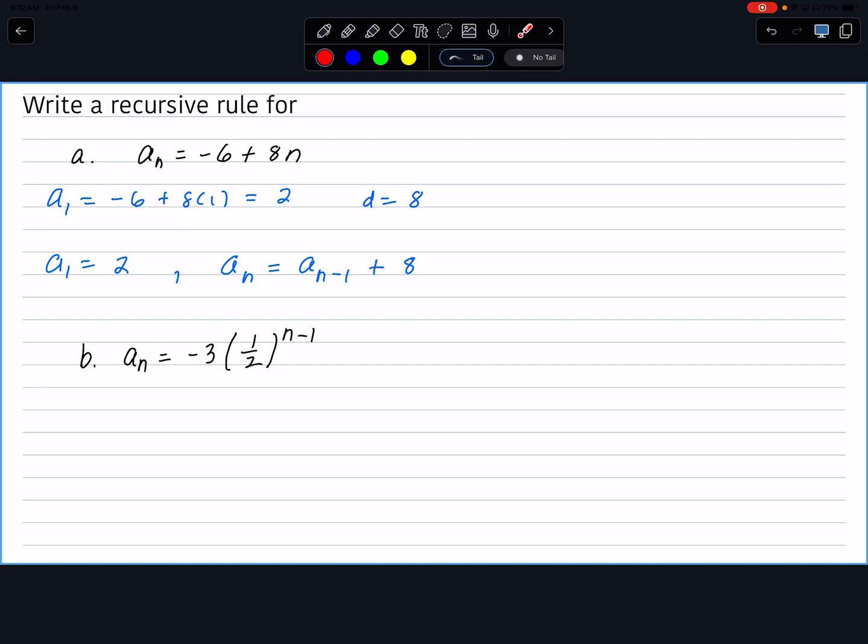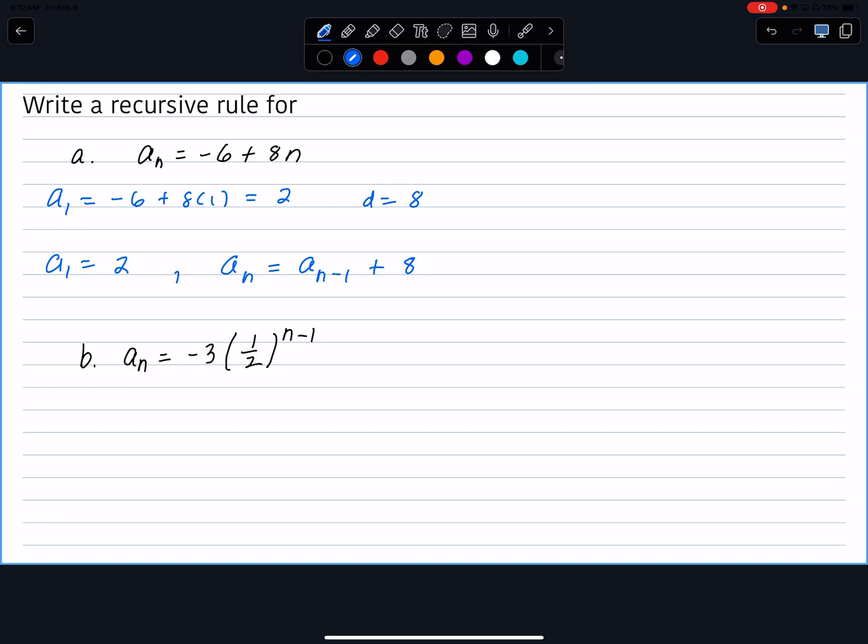So let's think about what we need for a geometric sequence. For a geometric sequence, right, we're going to need to know what the first term is. This is really nice. This is always our first term for a geometric sequence. We also need to know what our common ratio is. That's really nice. That's our common ratio. So we actually have everything we need.